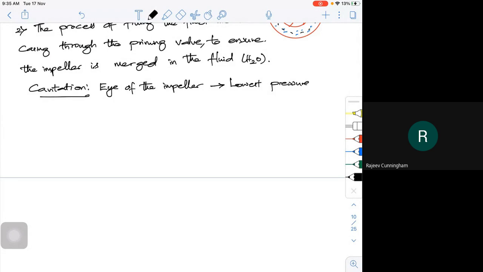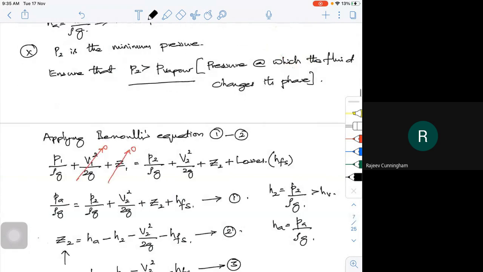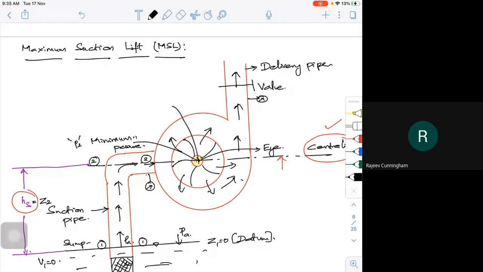Let me go to that sketch. Okay. Suppose if I go to the sketch, look at this. See, this is your eye of the impeller. In this eye of the impeller, I could see the minimum pressure.